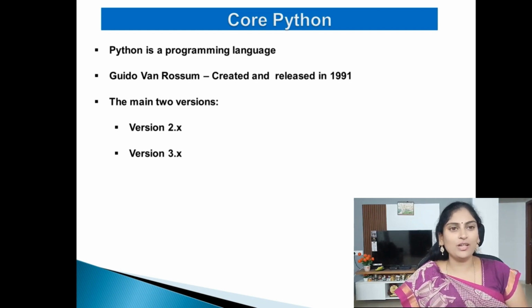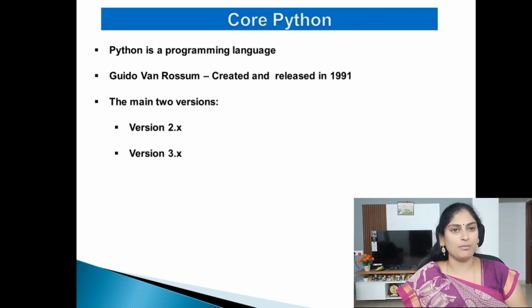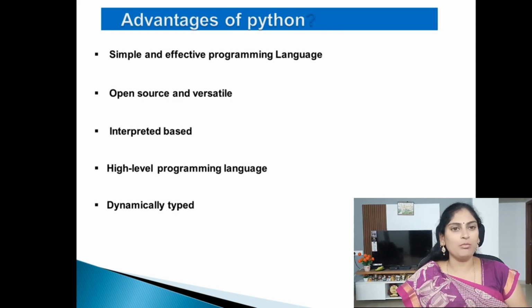So, Python is a simple programming language. It was created by Guido van Rossum and released in 1991. There are two major versions available in Python, version number 2 and version number 3. Right now there are no updates in version number 2 and everyone is using version number 3. We have n number of libraries available in version number 3. So now I am going to explain about the advantages.